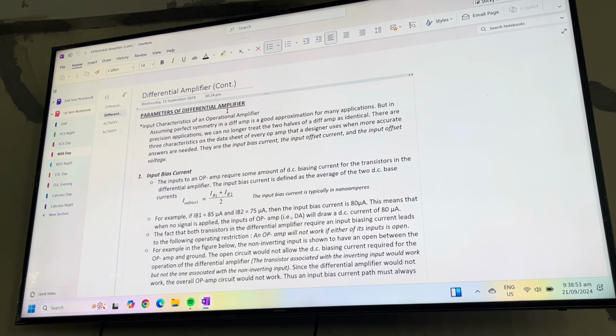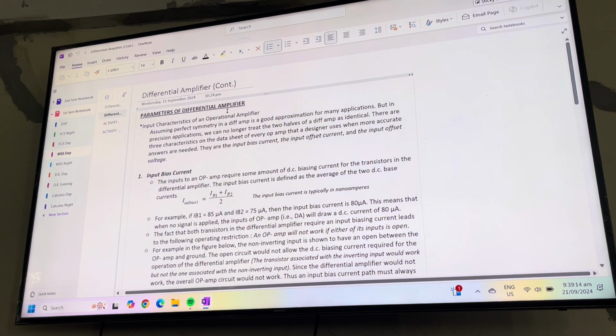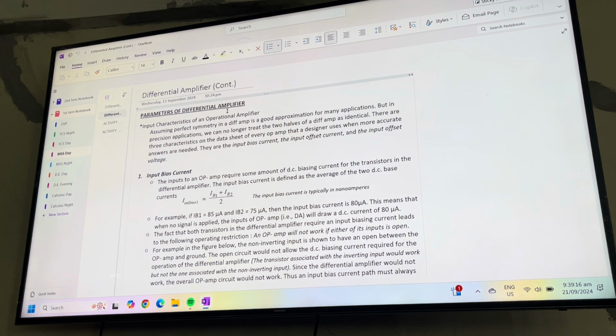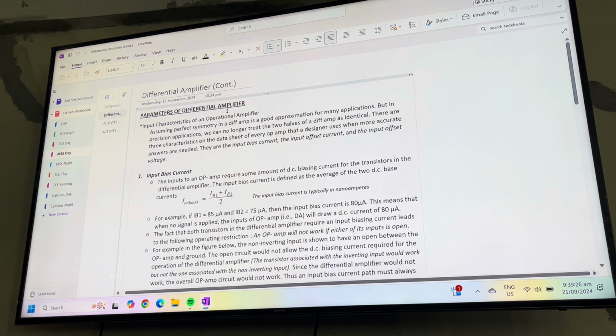So we have input characteristics. Assuming perfect symmetry in a differential amplifier is a good approximation for many applications, but in precision applications, we can no longer treat the two halves of a differential amplifier as identical. There are three characteristics on a data sheet of every op-amp that a designer uses when more accurate answers are needed. They are the input bias current, input offset current, and the input offset voltage.